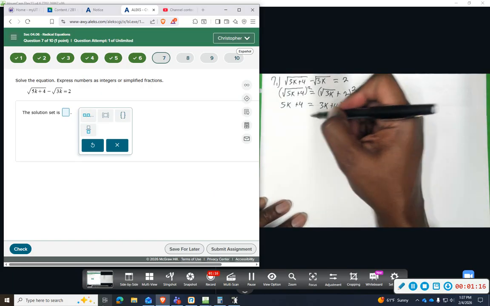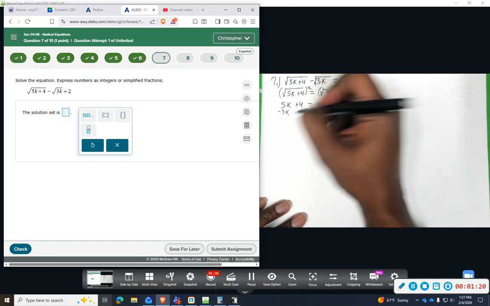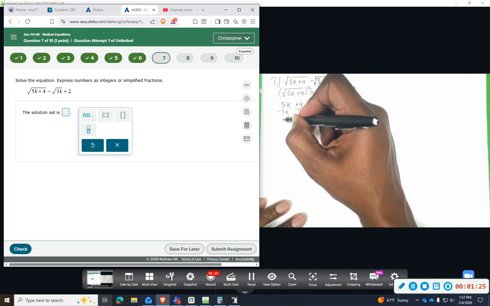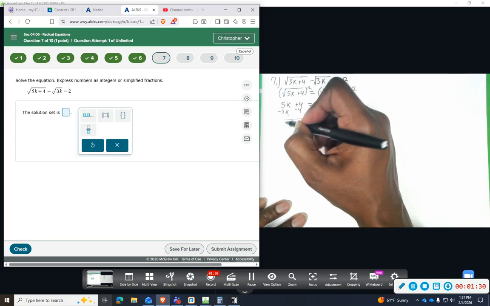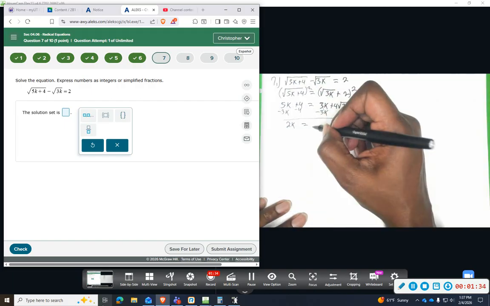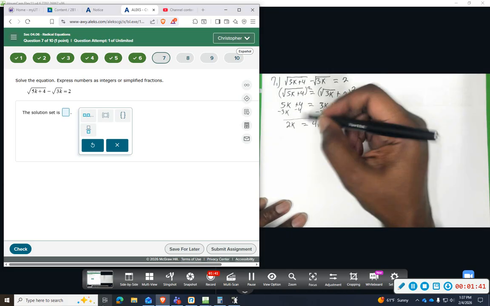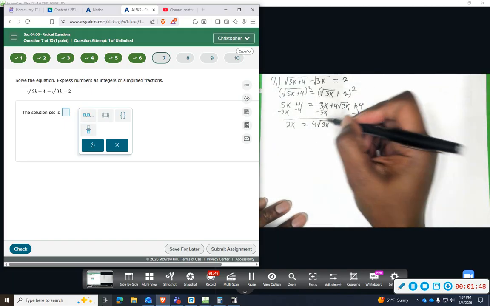I'm going to combine like terms, so I'm going to subtract 3k and I'm going to subtract 4. What happens, 3k cancels over here, and the 4 cancels, leaving me with 2k equals 4 square root of 3k. Now, since dividing by 4 will cause me to have a fraction, I'm going to save that for later. This term all together is one term.